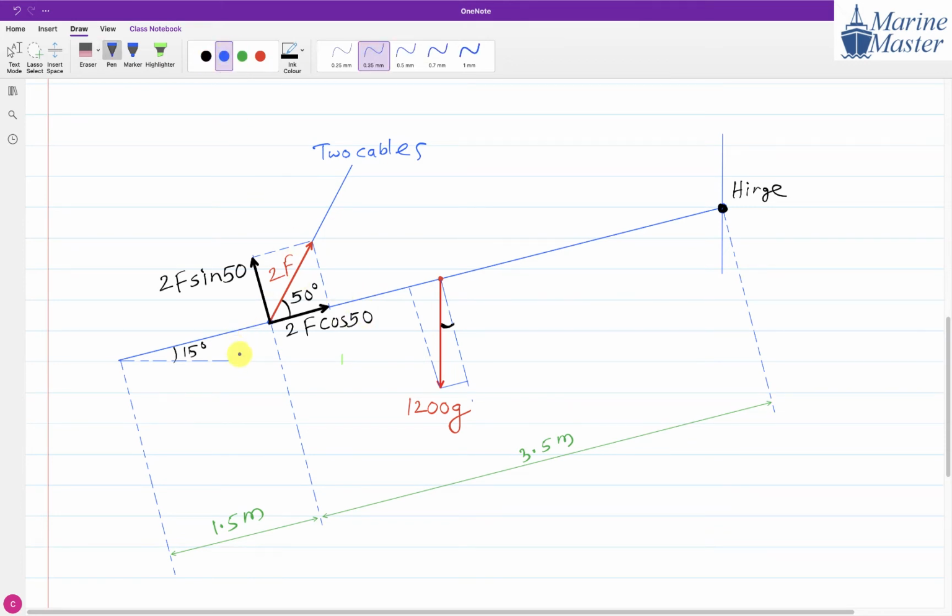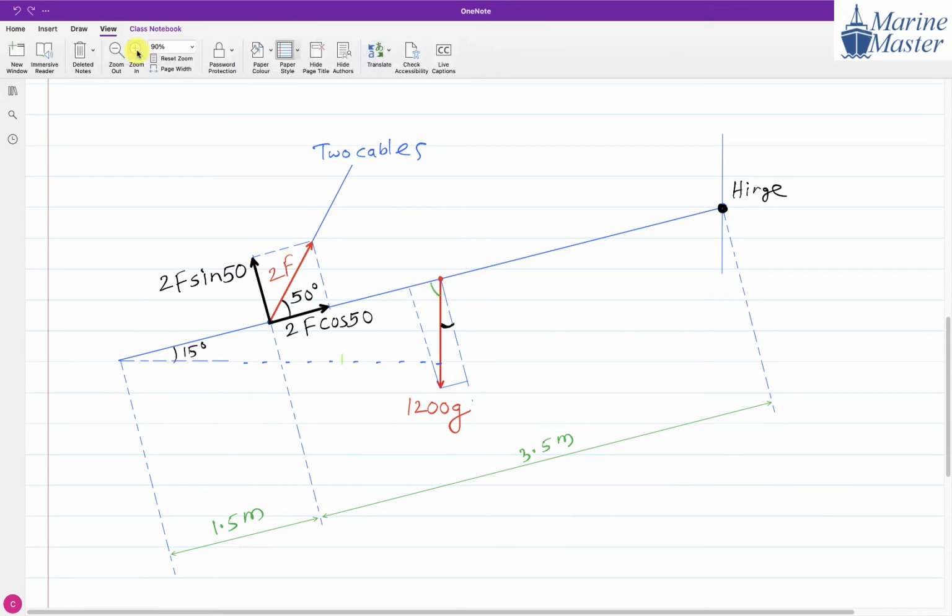So for that purpose, suppose we extend this dotted line, just imagine that. This will form a right angle triangle. This angle is 90 degrees, so what will this angle become? That will be 75 degrees. The sum of these two angles is 75 degrees. So this angle will become how much?